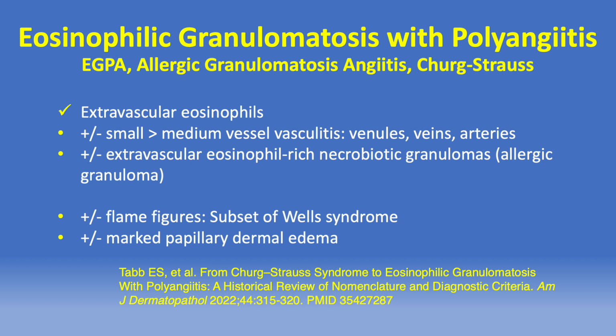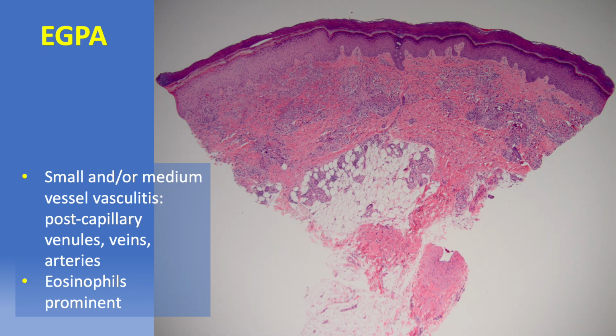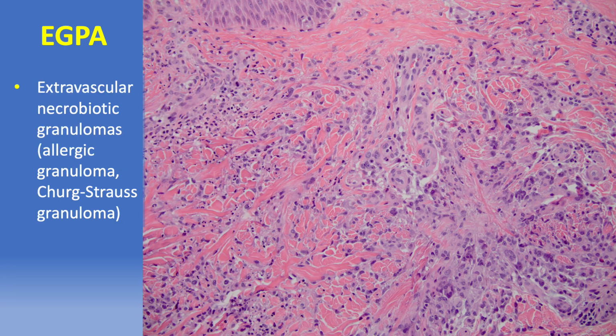And additional ancillary histopathologic features that are not very sensitive, but if present, might appropriately trigger suspicion for EGPA would include the presence of flame figures, as well as marked papillary dermal edema. So a most typical presentation would be a small vessel vasculitis with prominent eosinophils. And if we're fortunate, we might appreciate extravascular granulomas, which can be fairly poorly defined and vaguely palisaded surrounding altered or necrobiotic collagen fibers.